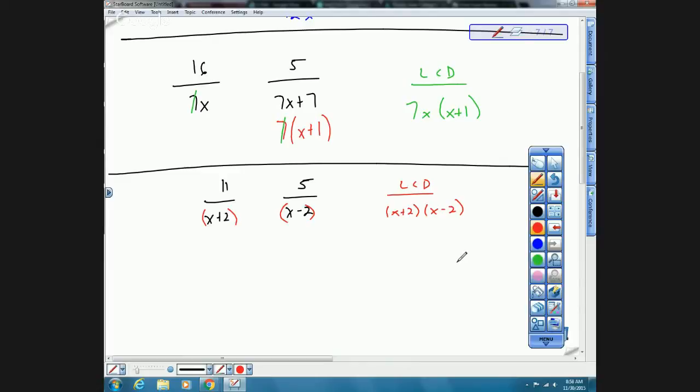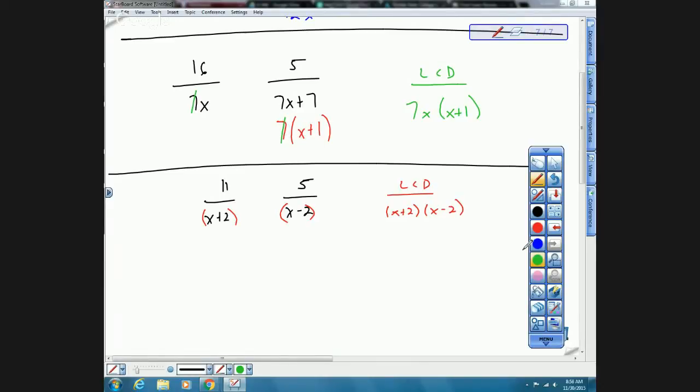Back on that one right above that. When you pulled out the 7, and you cancel that other 7 out on the left side, what do you do with that x right next to that? Well, that's what I'm not really canceling out. I have my denominator here at 7x, my denominator here at 7 times x plus 1. So I only write what they share once.